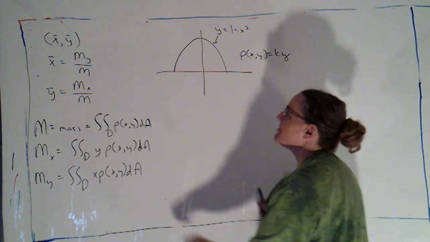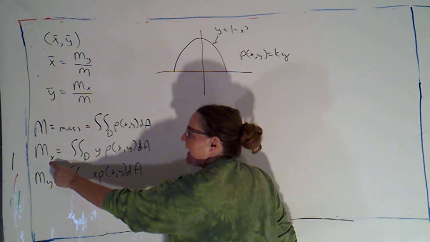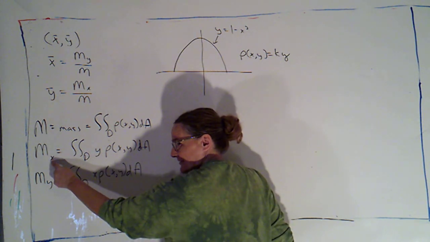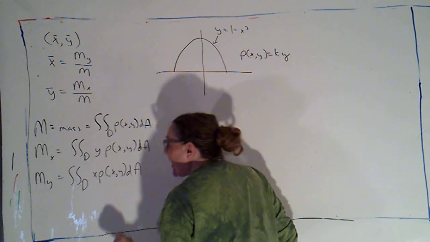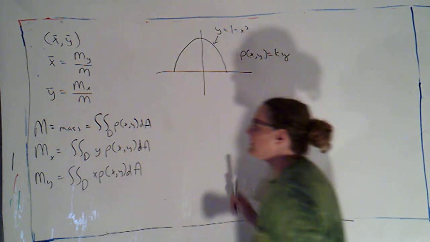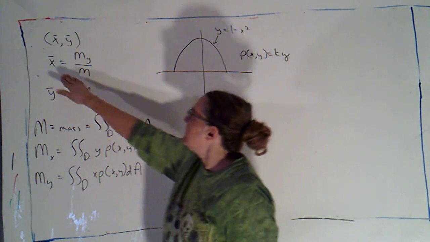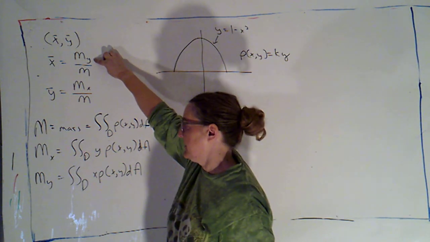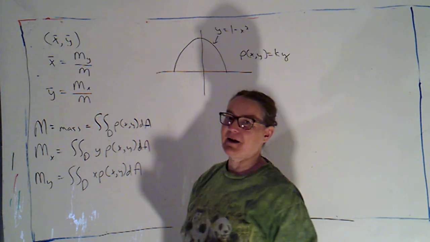Okay, the mass is just the integral of the density function. The moment about the x-axis is the integral of y. Y is the distance from the x-axis, times density. And the moment about the y-axis is the double integral of x times the density. So notice, in the formula for x bar, the symbol with a y shows up on top, but that's the integral with an x in it that's showing up on top.